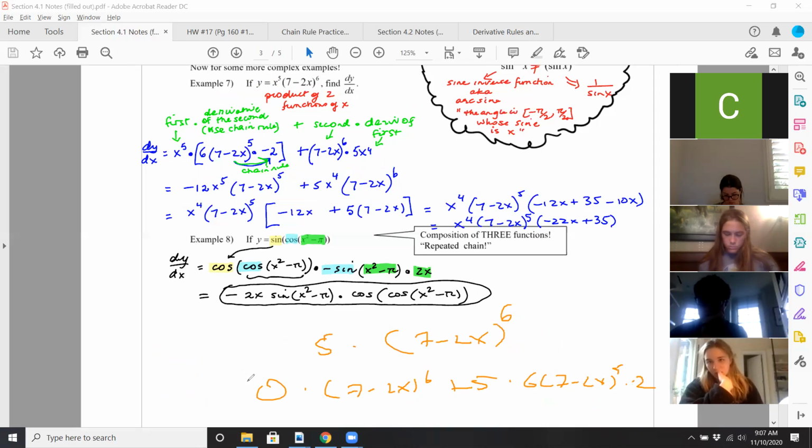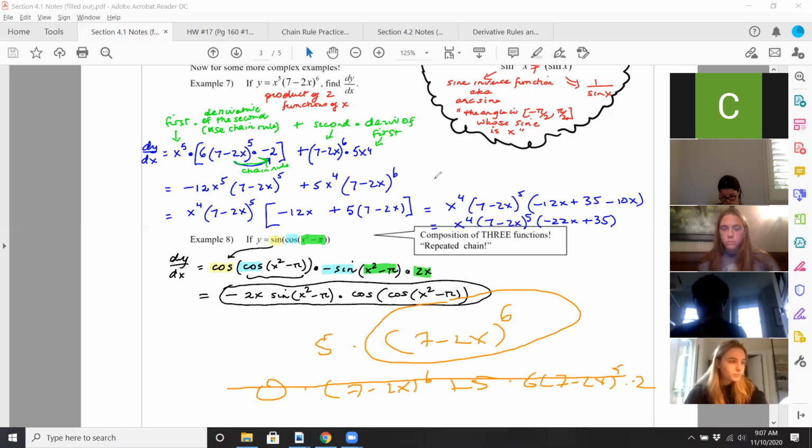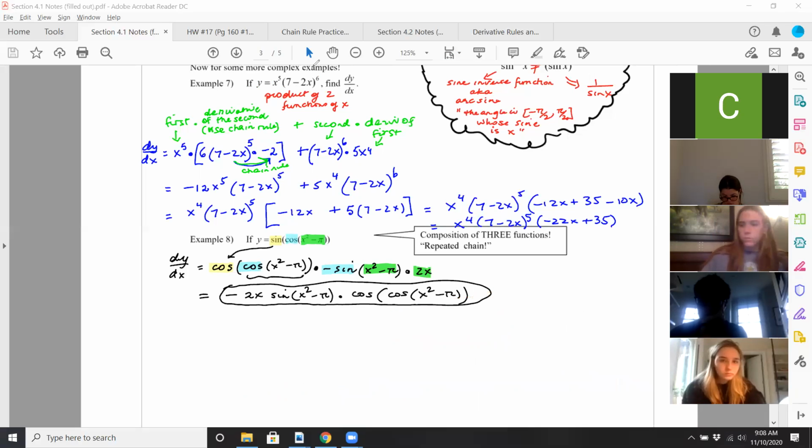But really, you don't even need to waste your time with the product rule because the 5 just comes along for the ride because it's a constant. And you really just focus on this part right there. So you can do product rule if you want to. There's no harm, no foul. Just a little extra work, but you can really just focus on the (7 minus 2x) to the 6th power and do your chain rule there and you're done. So if x to the 5th was replaced with a plain old 5, that was the question, you just do the chain rule at that point.